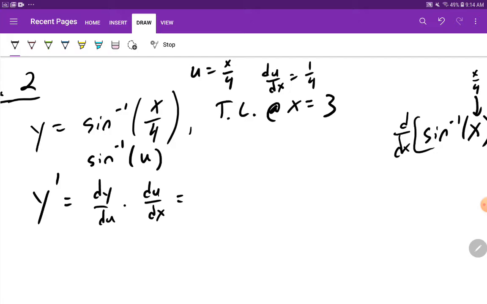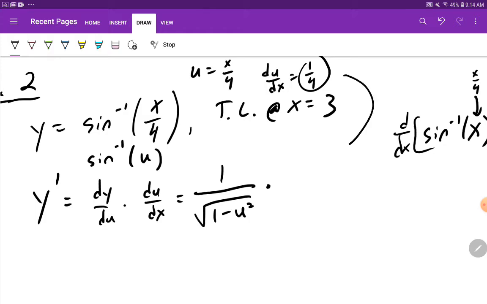But anyways, the outer function we're going to derive as normal. It's going to be 1 over root 1 minus u squared, and then times the derivative du dx, which we just said was 1/4. So why don't we put that down there?